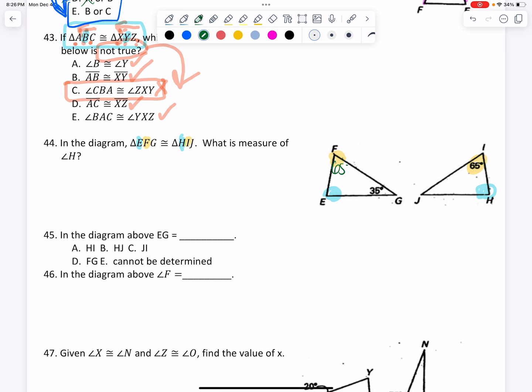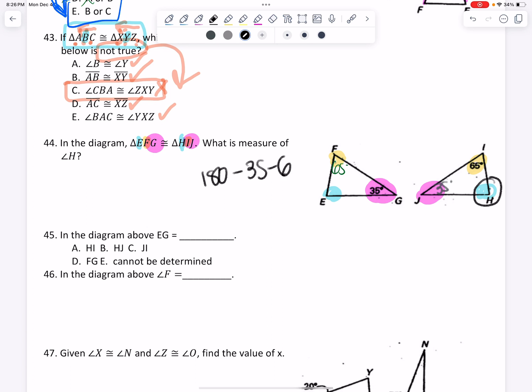Okay, and then last but not least, G is in the same spot as J. So I'm going to put a 35 over there as well. Okay, so how do I find the measure of angle H? Angle H is just going to be 180 minus 35 minus 65. That leaves an 80-degree angle for H, which is what I just found. It also leaves an 80-degree angle for E. So 80 degrees.